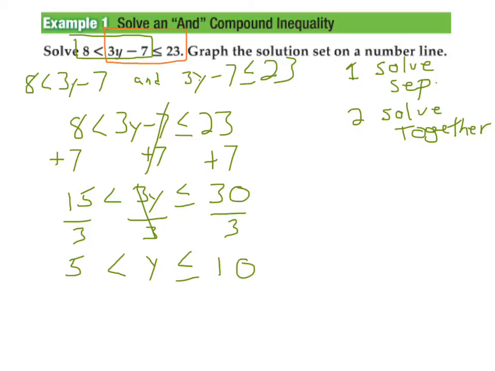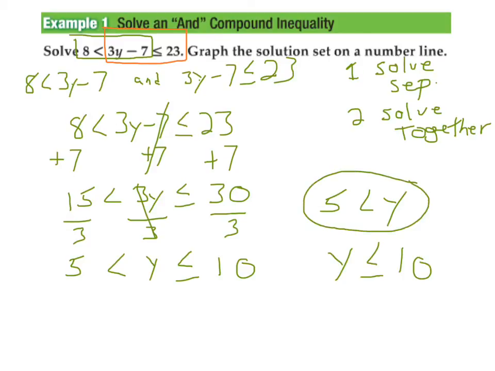So I find my compound solution to my compound inequality says 5 is less than y, which is less than or equal to 10. Now I could write these individually as 5 is less than y and y is less than or equal to 10. I could also take and flip 5 is less than y, just so it looks more similar to the other one, and write it as y is greater than 5.